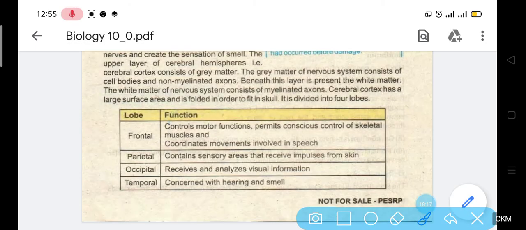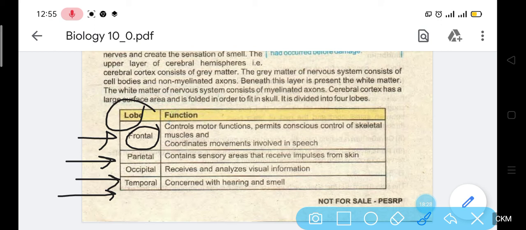If we are going to discuss the parts of the cerebrum, then basically the cerebrum has four lobes: the frontal, parietal, occipital, and temporal. Basically, the frontal lobe controls the motor function, as well as the control of the skeletal muscle. It helps in the movement. It helps in the coordination of movement, which is involved in speech. So the function of the frontal lobe is to control the motor function, as well as the skeletal muscle. It is used to coordinate movement in speech.